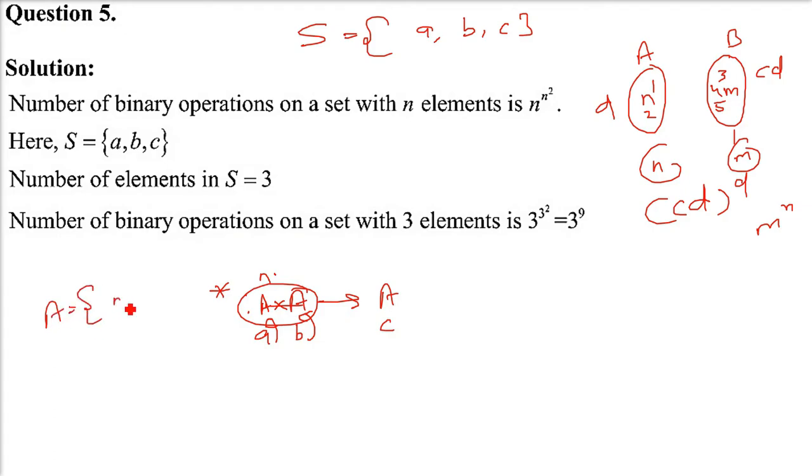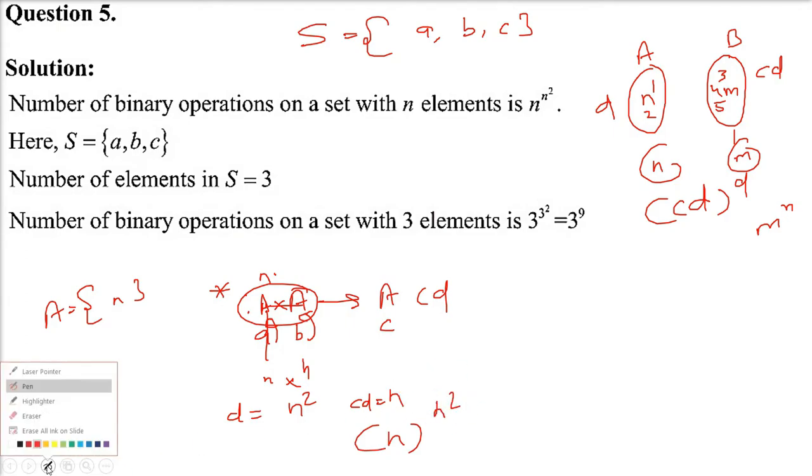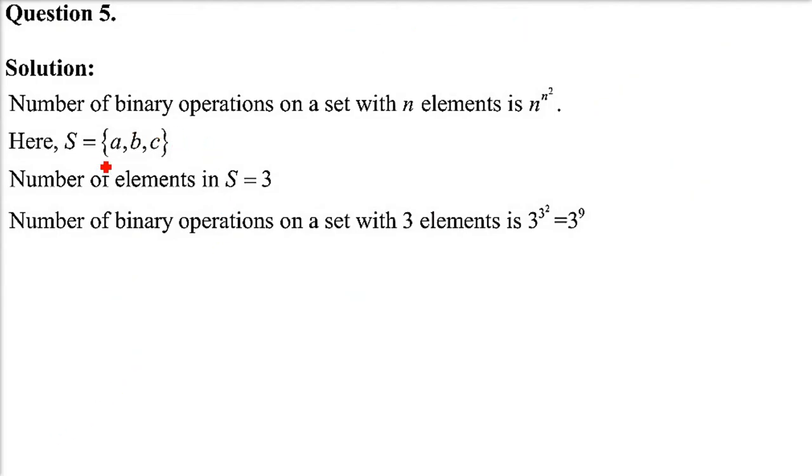Let us say this A has n values. So this n cross n will be n square. Here the domain has n square, and then the codomain has n values. And as I said, codomain to the power domain, that is the codomain is n and the domain is n square. That is how n to the power n square has come. Okay. Now let us come to the question and answer it.